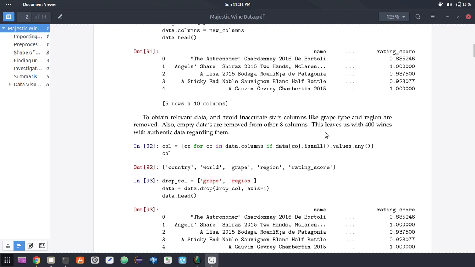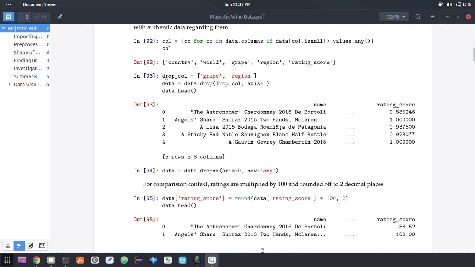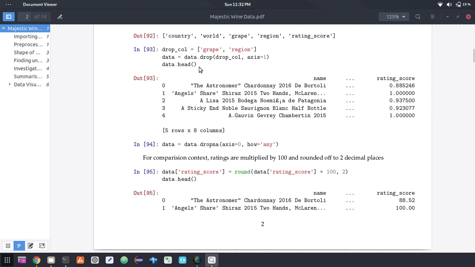So to obtain relevant data we have deleted two columns, the region and grape, so that the empty data from other columns is also removed. So this leaves us basically with 400 wines with authentic data regarding them, and the columns are country, world, grape, region, rating, score. These are the 5 columns which have null values in them. So we have dropped grape and region here, and now the data head looks something like this.